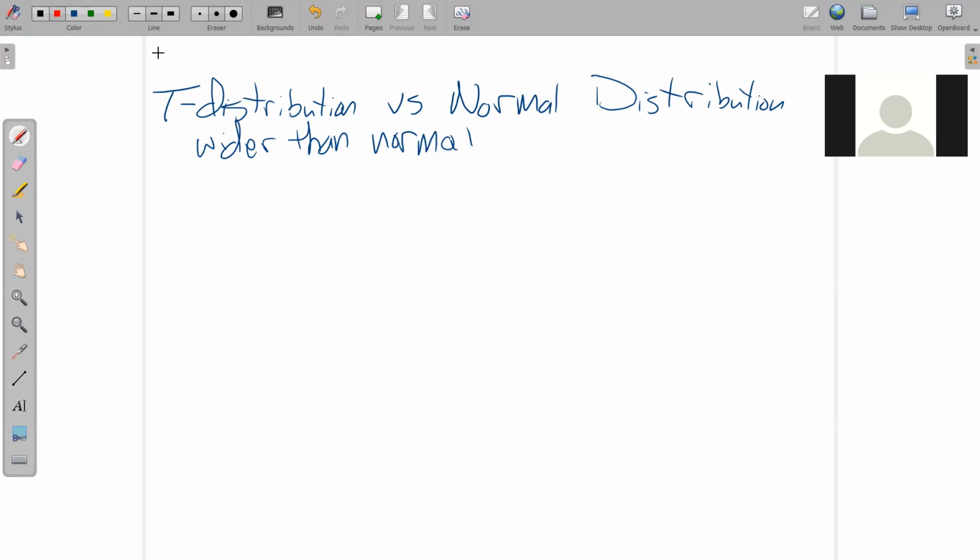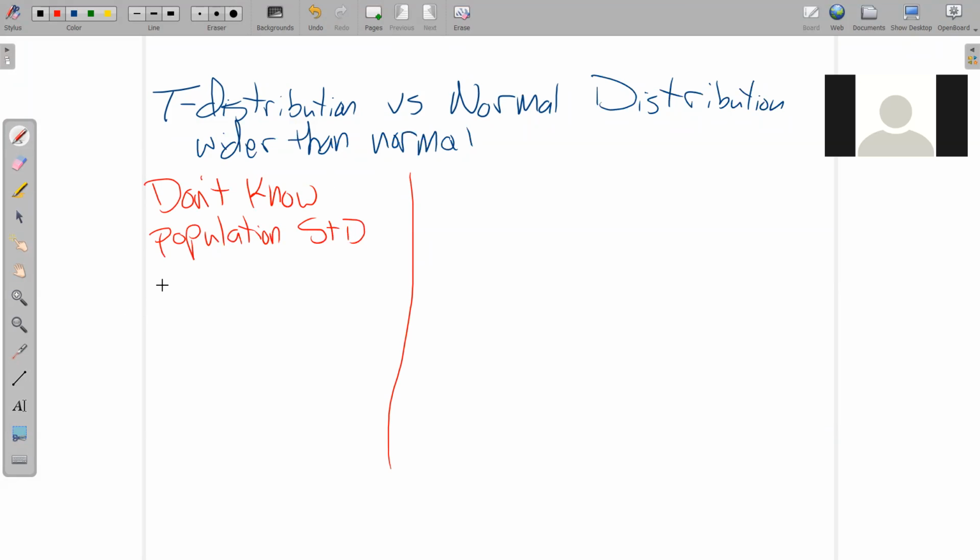So we use a t distribution for a couple of reasons. If we don't know the population standard deviation, we should use a t, and or if it's a small sample size. The central limit theorem says to apply a normal distribution to inferential statistics like hypothesis tests and confidence intervals, the sample size should be greater than 30.